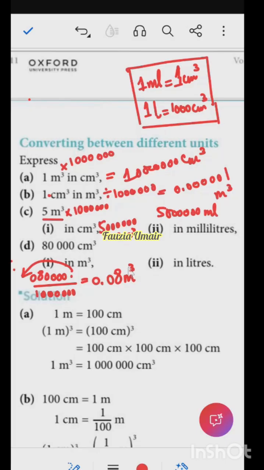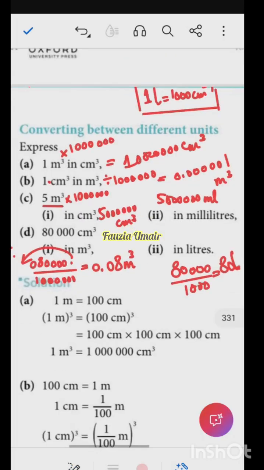Yes. So now how to convert to liters? Because 1 liter is 1000 cubic centimeter, it means you have to divide the 80,000 centimeter cube by 1000. So it is basically 80 liters. Okay, beta? You need to remember these conversions.